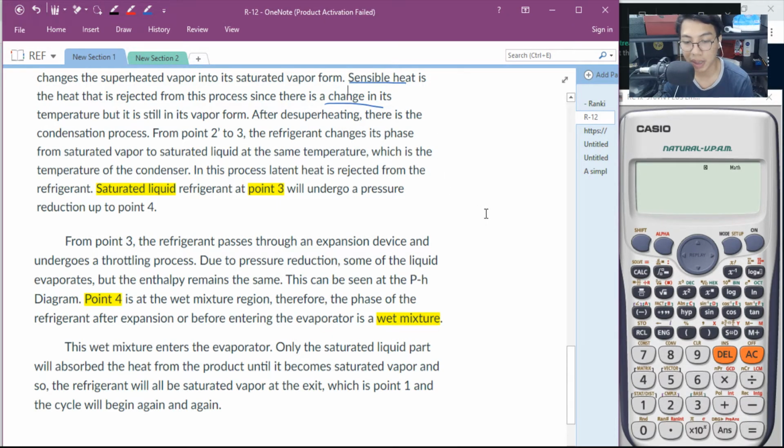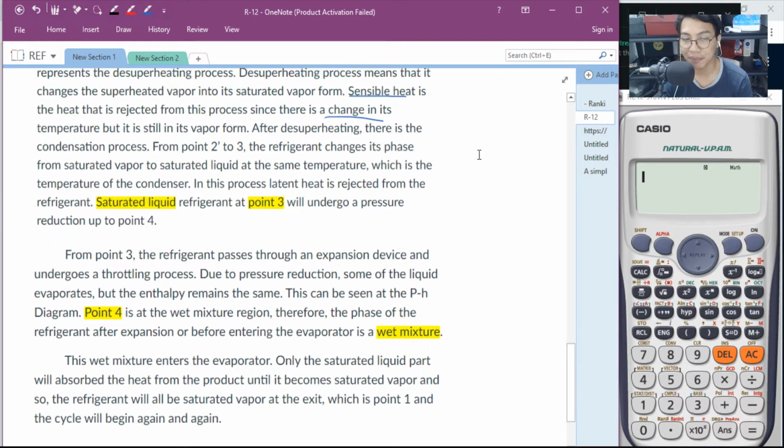Until it becomes saturated vapor, and so, the refrigerant will all be saturated vapor at the exit. Sir, bakit hindi tubig ang gamitin natin? Matagal mag-absorb ng heat yung tubig. Unlike itong mga refrigerant natin, di ba sabi ko nga sa inyo, a good refrigerant should have a lower boiling point than that of water. Kasi water is the basis of all the chemicals, of all the substances. Okay?